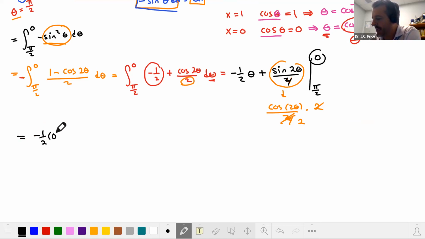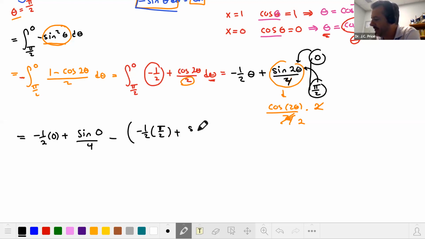So negative 1/2 times 0 plus sine. And again, I'm going to plug in 0, and 2 times 0 is 0. So sine of 0 divided by 4. And then minus, and so in parentheses, now I'm going to plug in pi over 2. So negative 1/2 times pi over 2. And then plus, I'll plug pi over 2 into here, and when you multiply 2 times pi over 2, you get sine of pi, and that's divided by 4.